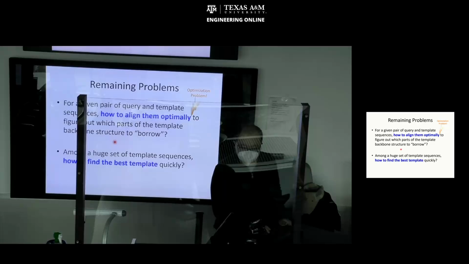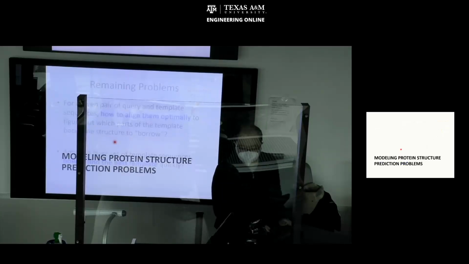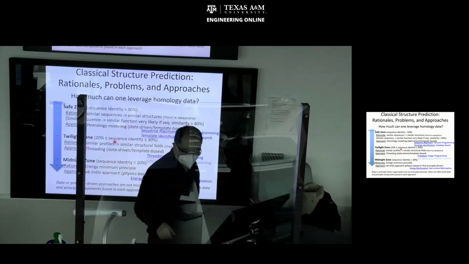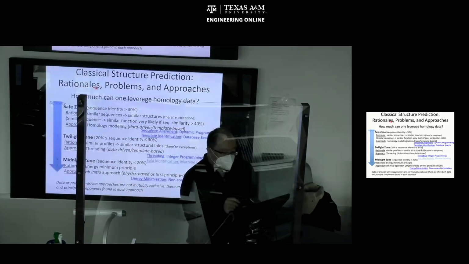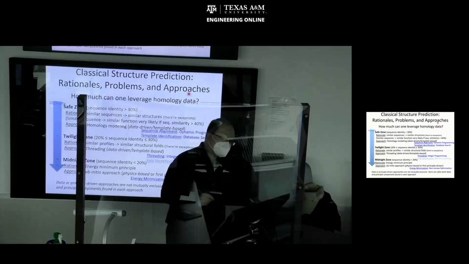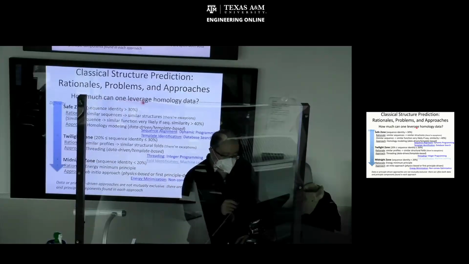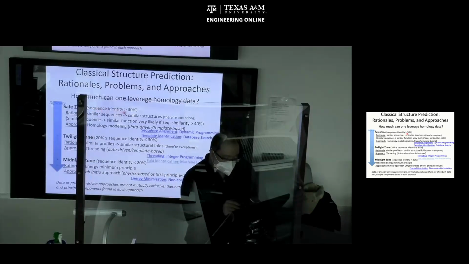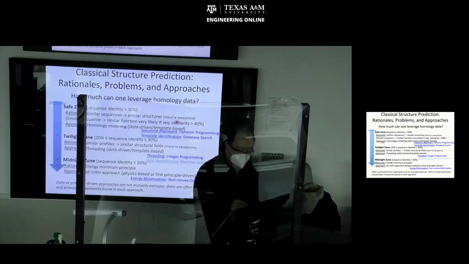Okay, seeing that these problems can be formulated as optimization, I think it's important to now see the big picture. I'm going to talk about the classical structure prediction, okay? The rationales, the problems, and the approaches. So the central question is, how much can one leverage the homology data? So in the safe zone, we know that we can find some templates whose sequence identity is above 30%. So the rationale is that they are similar enough to result in similar structures, okay? So that's the rationale.